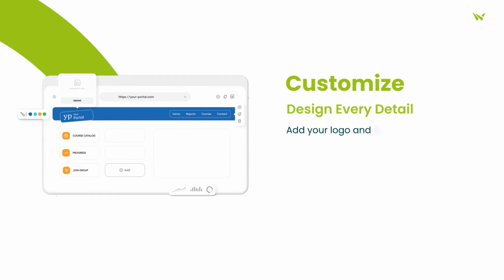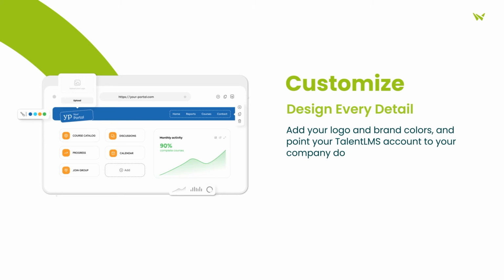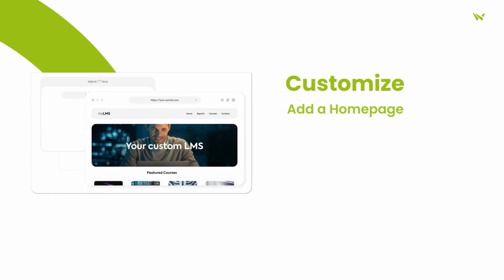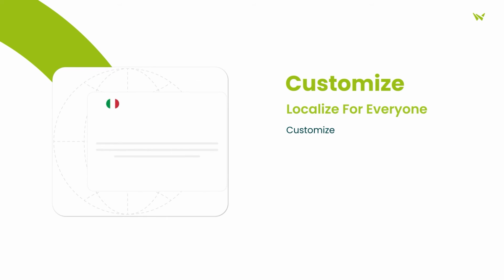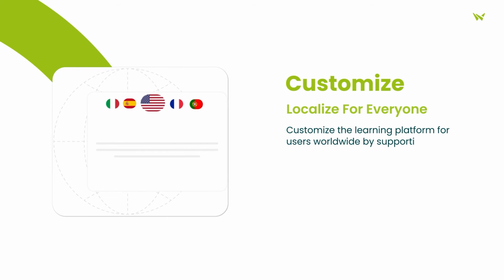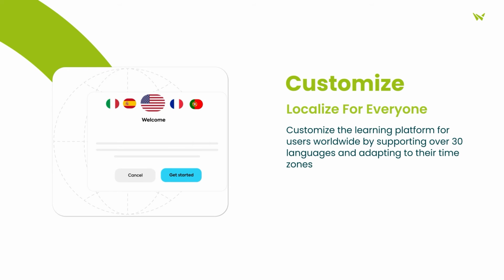The customization options provided by Talent LMS are extensive, allowing users to design every detail, from adding logos and brand colors to specifying a homepage with personalized content. The platform supports localization in over 30 languages, creating a user-friendly experience worldwide.